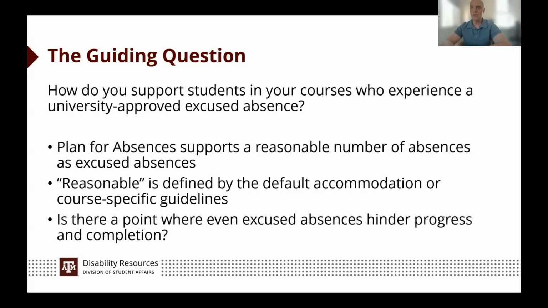Because a lot of times when we think about flex plan and how this accommodation works, we're really just kind of reporting out what we're doing for any other student so that it's clear and that students can hook into that process. So plan for absences does support a reasonable number of absences as excused absences. And we'll talk about the connection to Student Rule 7 and why that's important. Reasonable is defined by the default accommodation guidelines, which appear in the letter, or course specific guidelines based on activities and expectations. And is there a point where even excused absences hinder progress and completion?